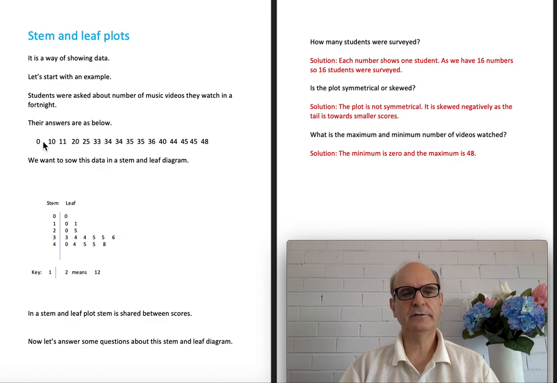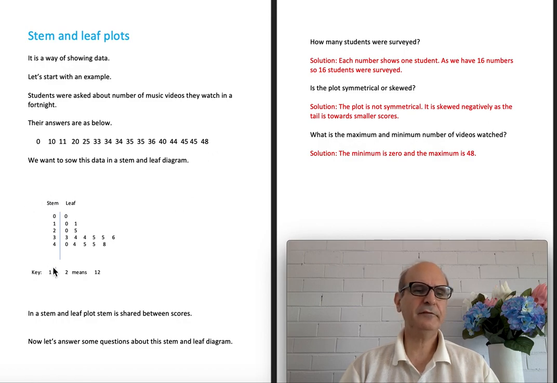So one of the students said in a fortnight they didn't watch any music video. Another person said he or she watched 10 of them. Next person said 11 and so on. And the person who watched the most watched 48 of them in a fortnight. Now, this constitutes our data, and we want to show it in the form of a stem and leaf diagram.